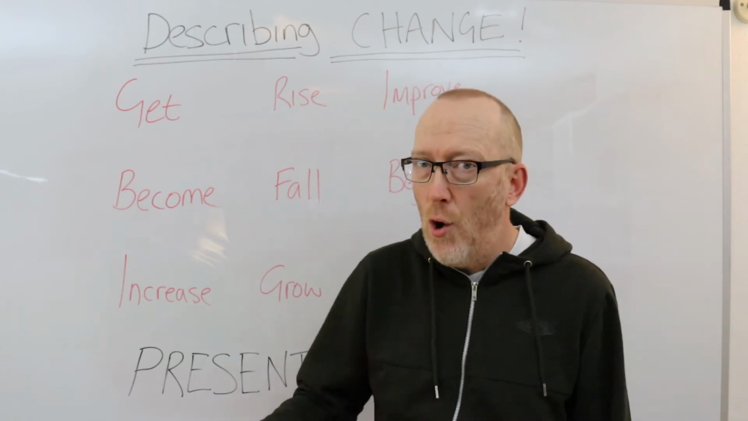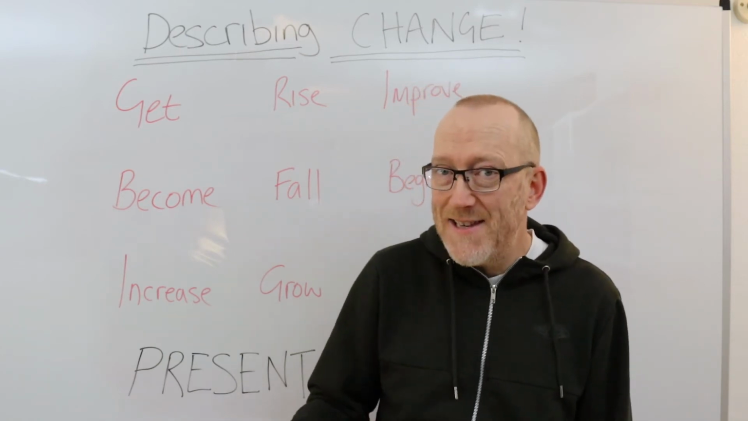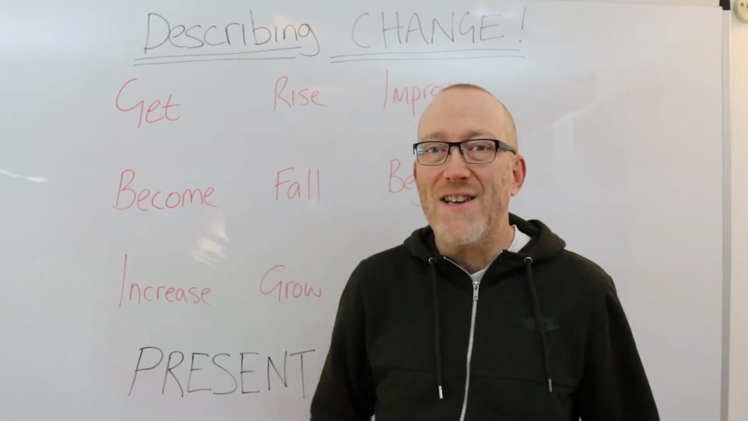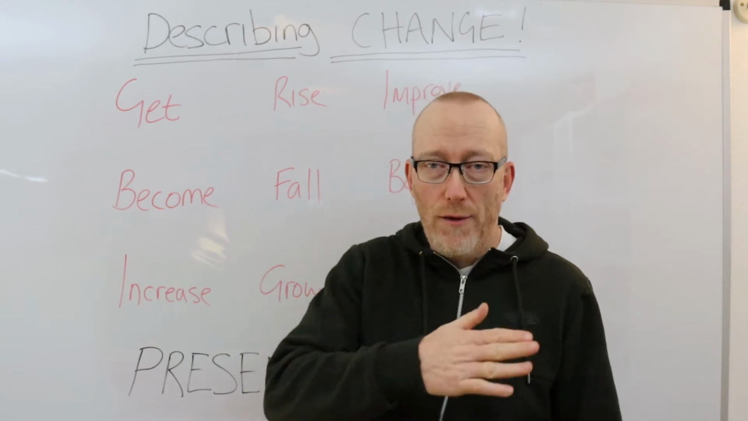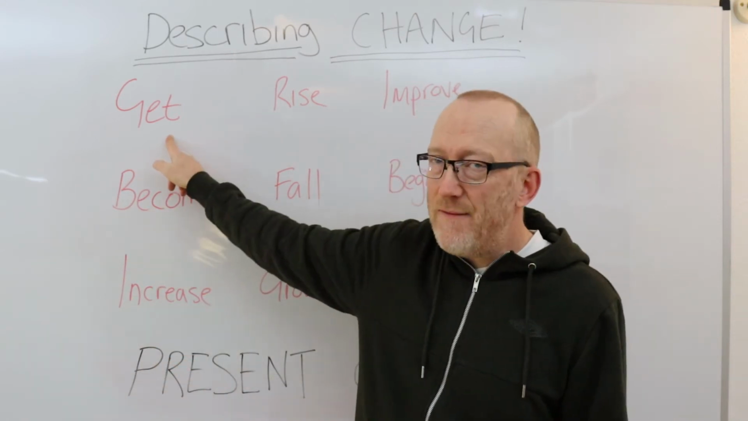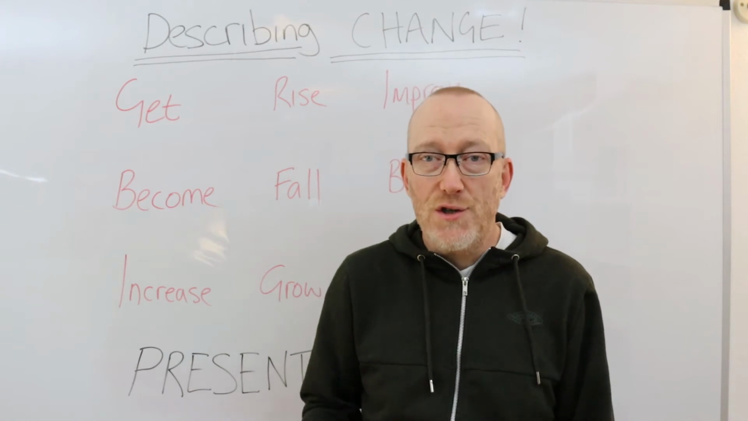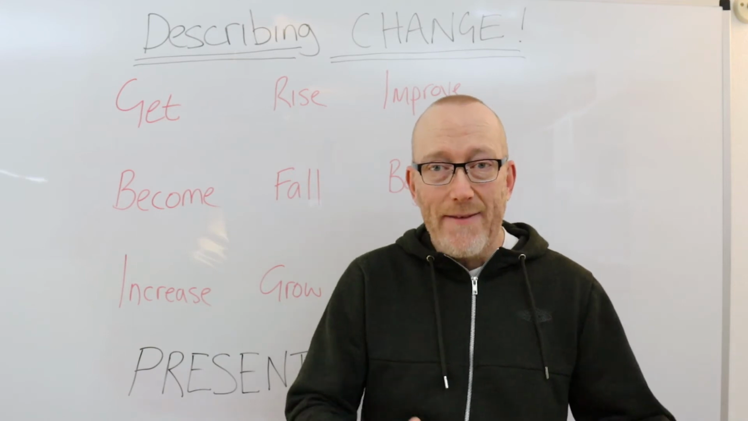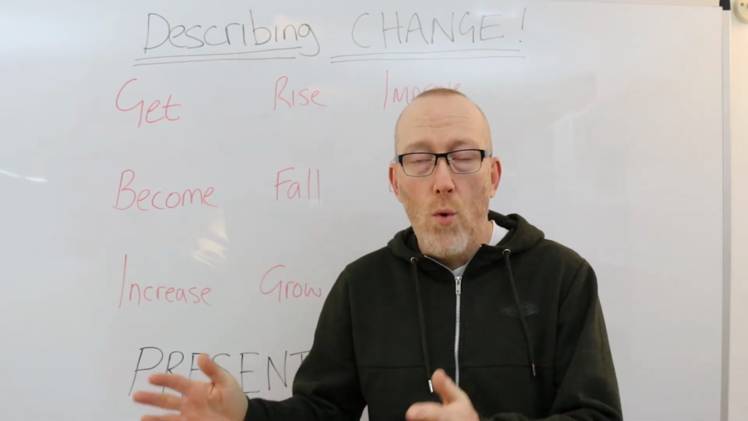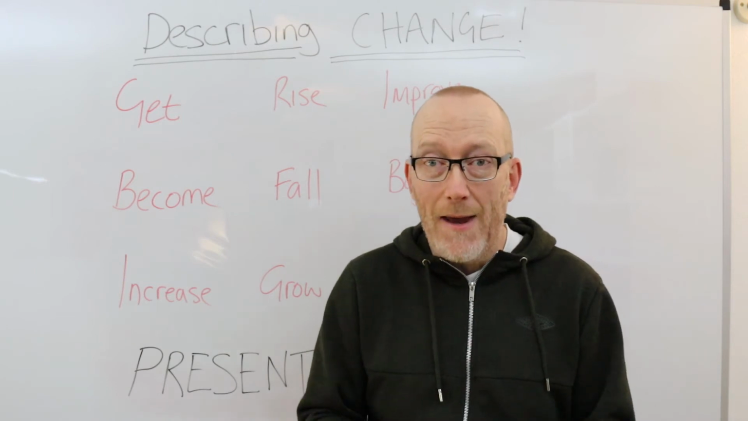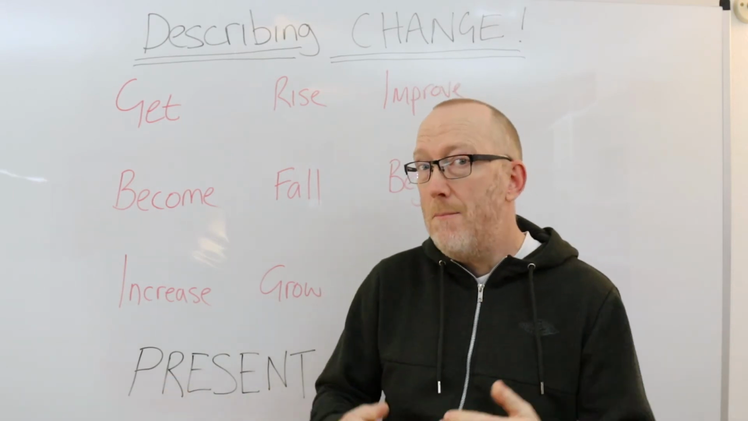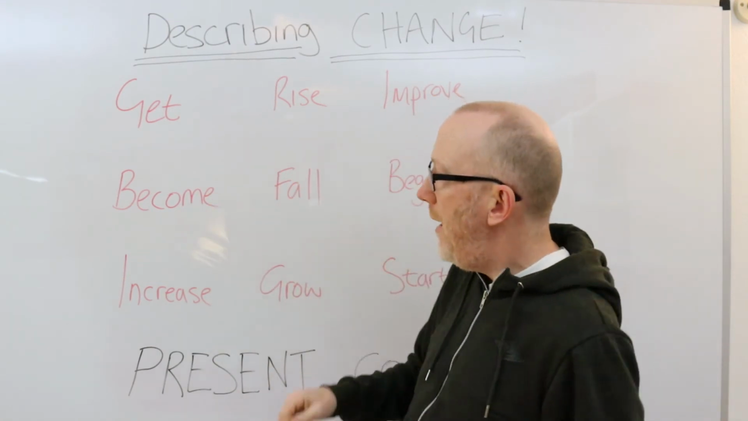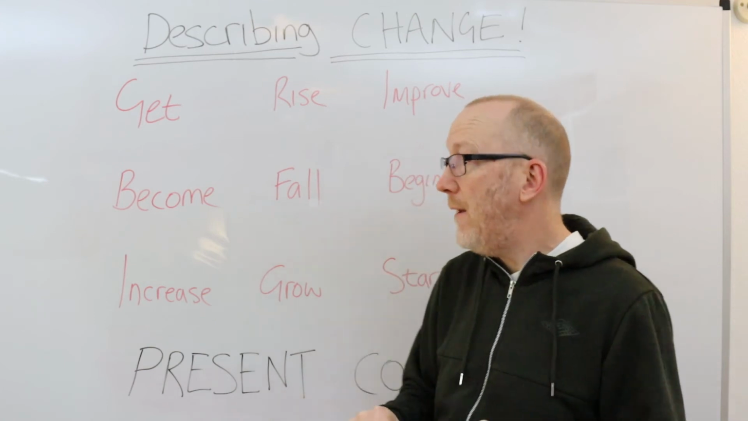It's getting cold outside. It is getting cold. It is changing from being warm to cold. It's a change of state from one to another. And get is a very good verb to use to describe these changes of state from one thing to another. It can be getting colder. It can be getting warmer. Something can be getting bigger. Something can be getting more important. Yeah, so get, brilliant verb for describing change plus many other things.